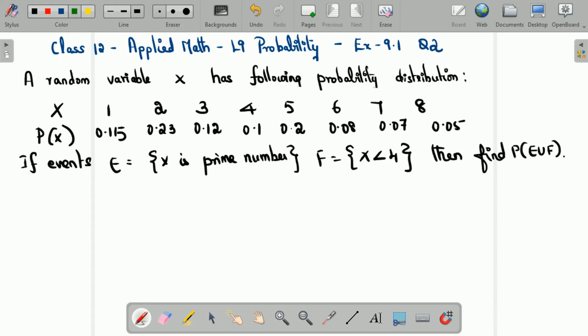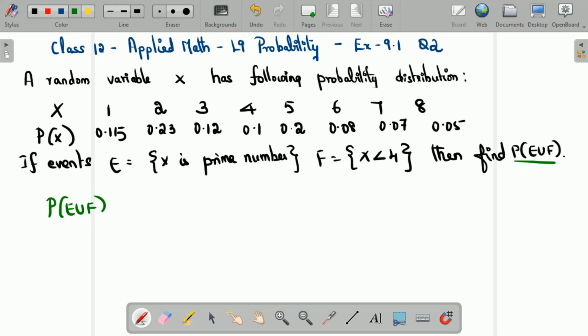In this video, let's find the solution for the second question in exercise 9.1. A random variable x has the following probability distribution. The table is given to us. If event E is x is a prime number and F is x less than 4, find the probability of E union F. So probability of E union F means, first let's understand what is E union F.